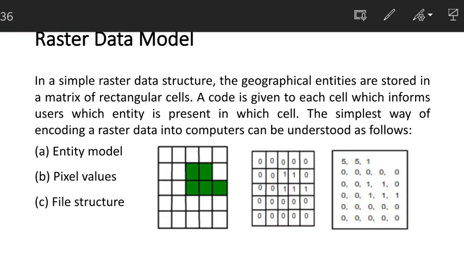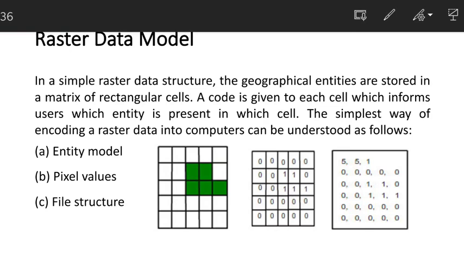In the entity model, certain cells are colored in green. Green represents the land, whereas around these green cells there are many white cells. All that represents water, or the area where land is not there, the area which is full of water. So that is the meaning of the white cells. So it's very easy to interpret.